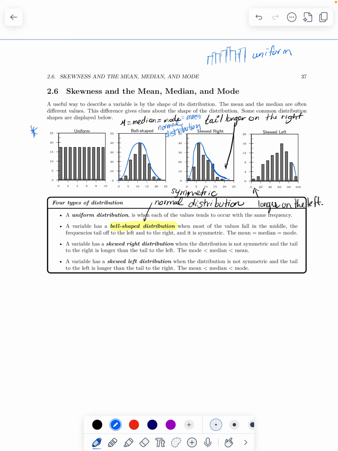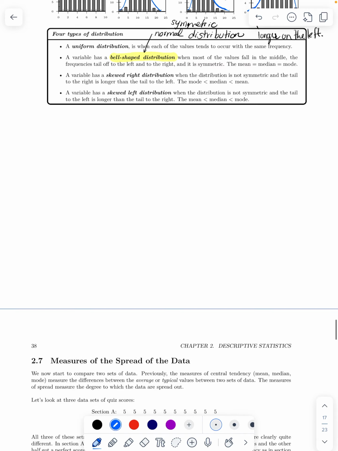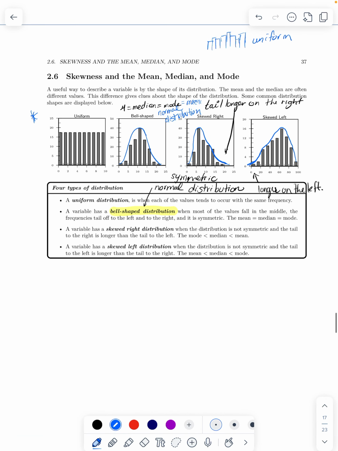And now for the skewed left, if we follow it as closely as possible, notice that it's skewed left because the tail is longer to the left side. Go through these, make sure you know them or include them in your cheat sheet.